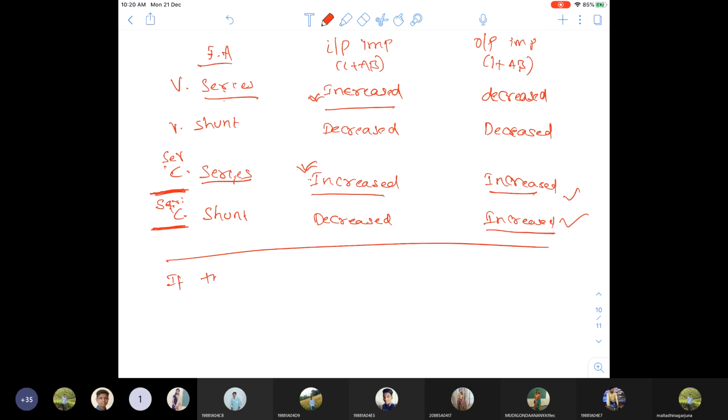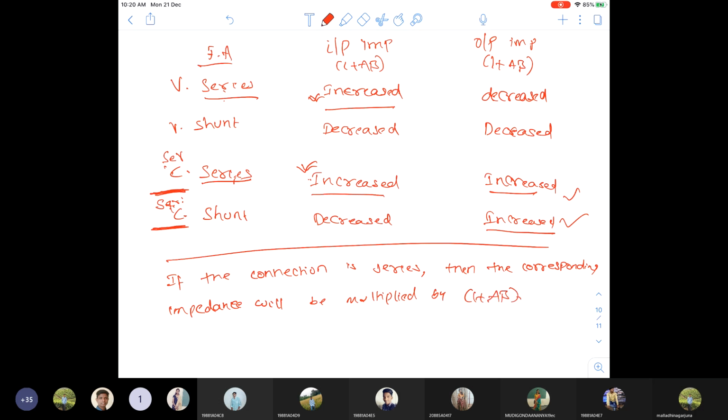If the connection is series connection, then the corresponding impedance will be multiplied by 1 plus A beta. Am I right?